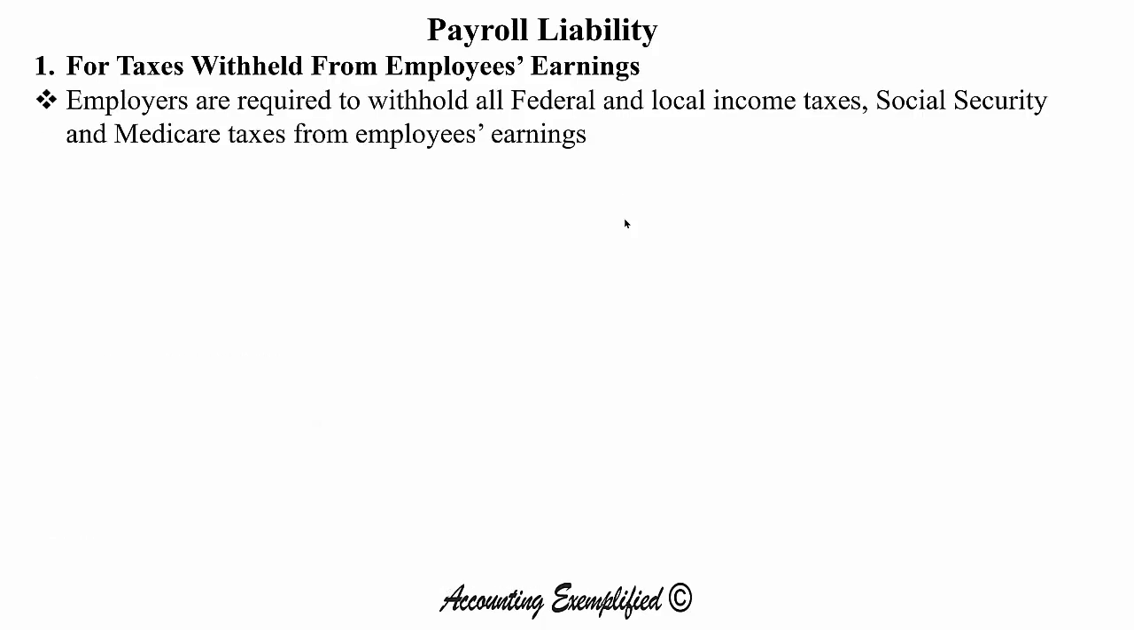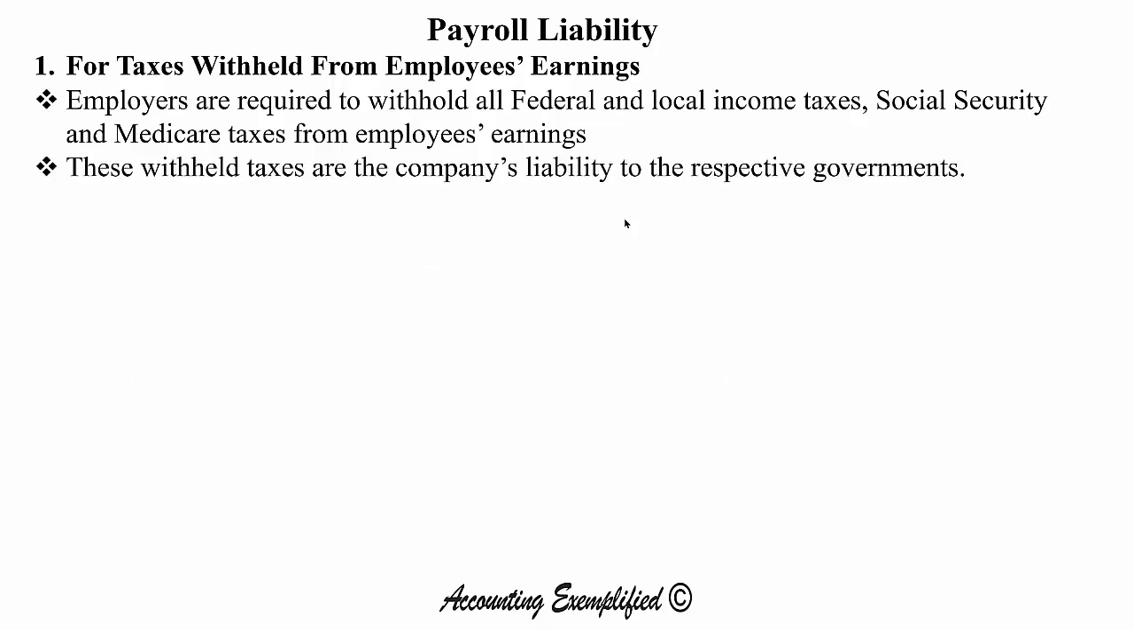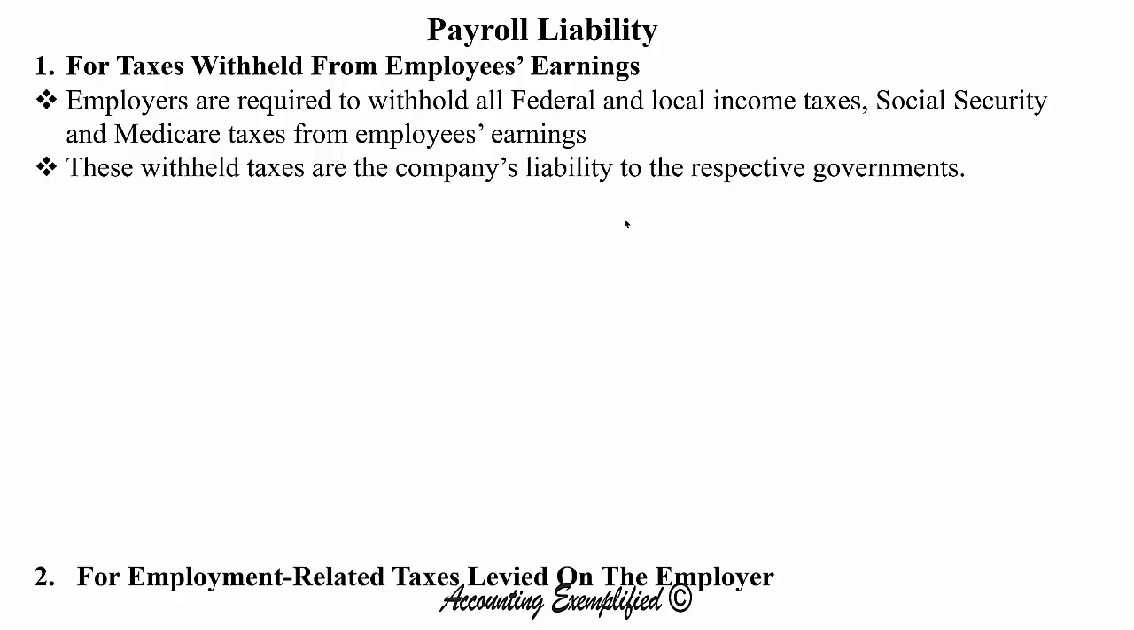Now, payroll liability. First, there are two liabilities as we mentioned earlier. First, for the taxes withheld from the employee's earnings. So employers are required to withhold the federal and local income taxes, Social Security taxes, and Medicare taxes from the employee's earnings. And these taxes withheld are the company's liability towards the respective government agencies.